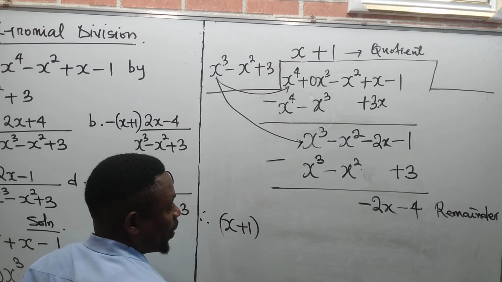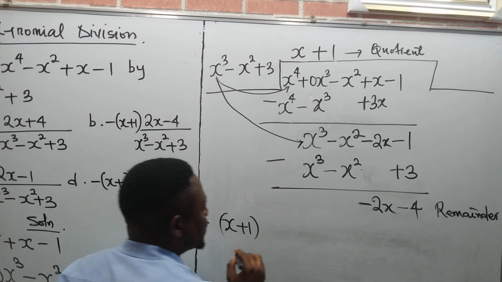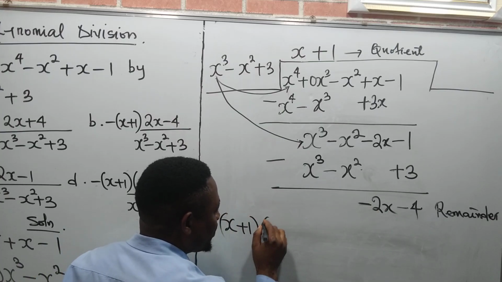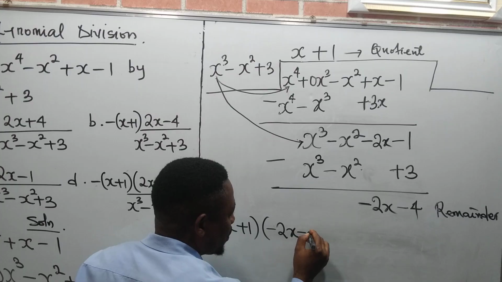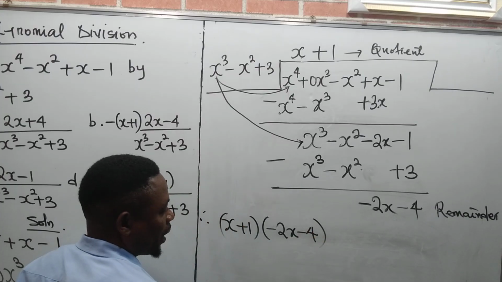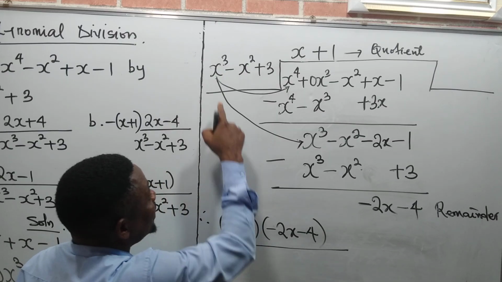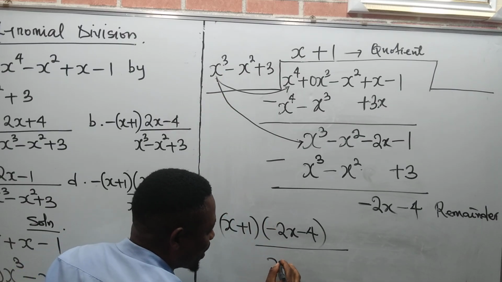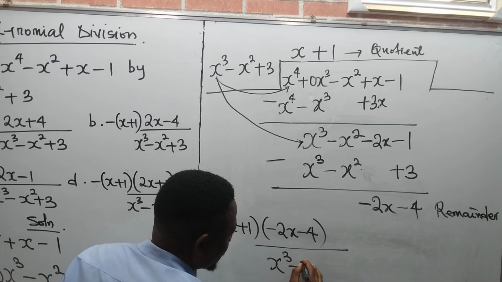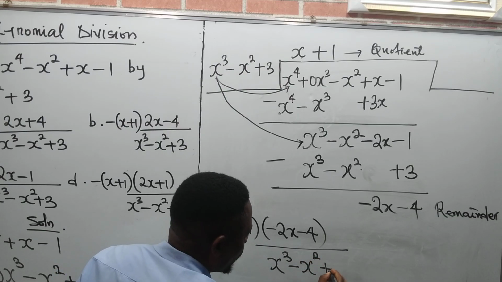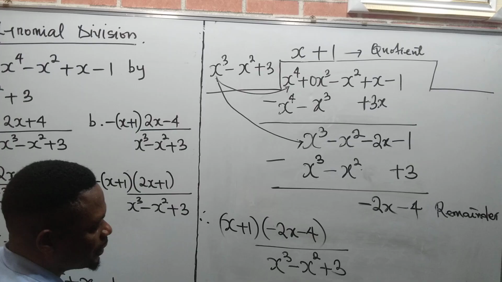Close the bracket. Are you with me now? Then what is the remainder? Look at the remainder. The remainder is minus 2x minus 4. Close the bracket. Divided by the divisor. And this is your divisor. Your divisor is x raised to power 3 minus x raised to power 2 plus 3. Are you there now? Now that is not the end.